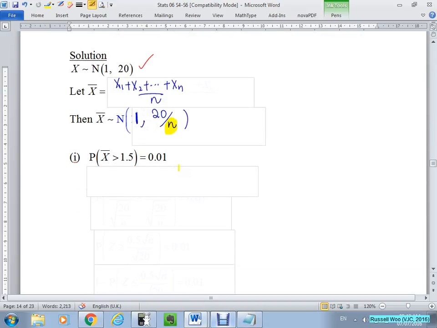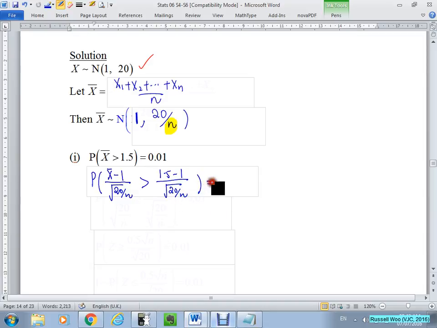So standardize. Remember our friend standardize? So probability, how do we standardize? Do the same thing on the left and right. X bar minus 1 over square root 20 over n greater than 1.5 minus 1. Okay, I'm being a bit long-winded, but that's the fundamental of standardizing. You do the exact same thing on the left and the right. Minus 1 divided by root 20 over n.